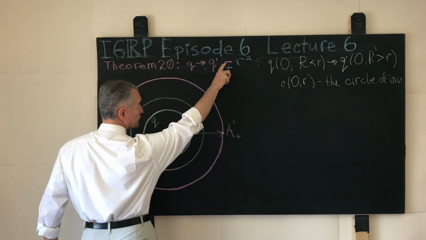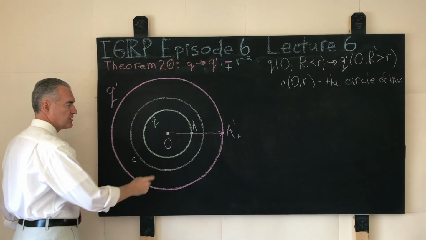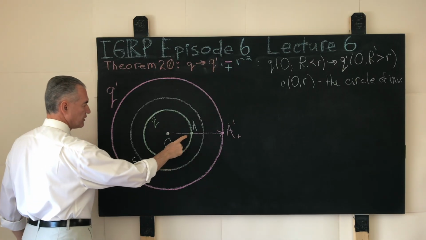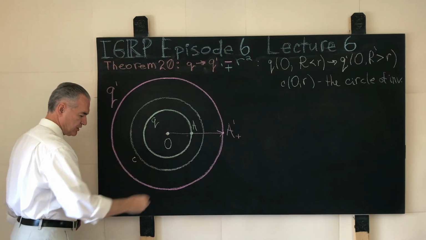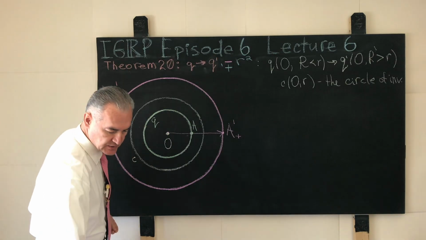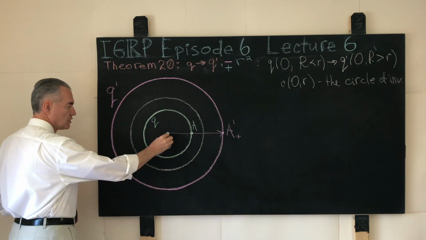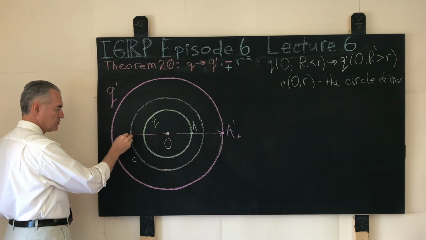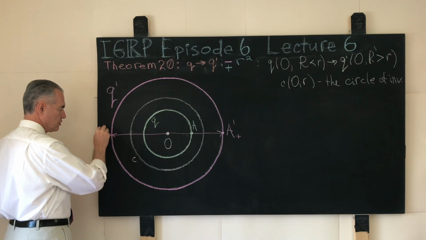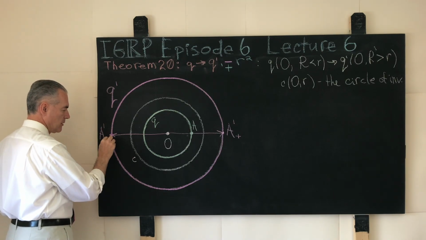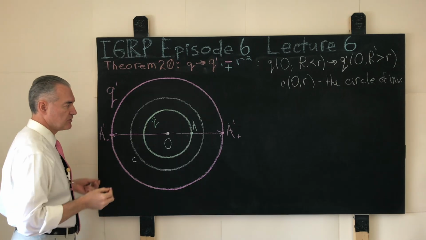When the power of inversion is negative, we know that the image of such a point will be located on the other side of the center of inversion. So here we will take that point to the opposite side, and it will go here, and this will be our point A prime minus.